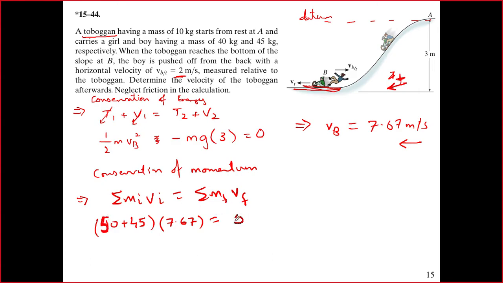So then 50 V toboggan plus 45, the mass of the boy, times his velocity, which is going to be VB. I don't know what VB is yet, because what I'm given is actually the boy's velocity relative to the toboggan, which means what I do know is actually, let me write this separately here.